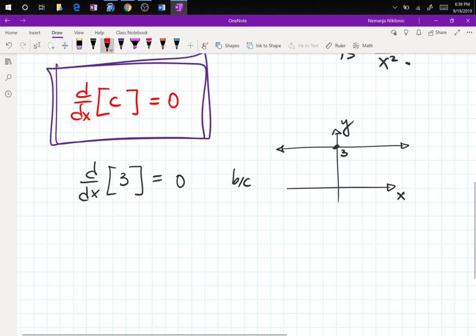Next formula is going to be the derivative of x to the n is equal to n x to the n minus 1.